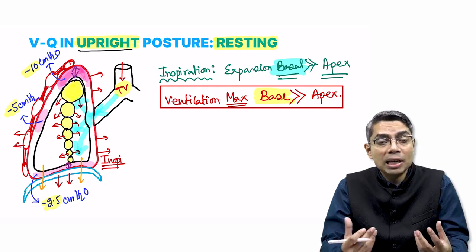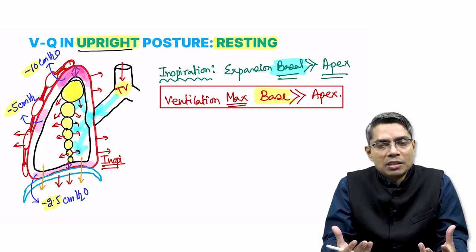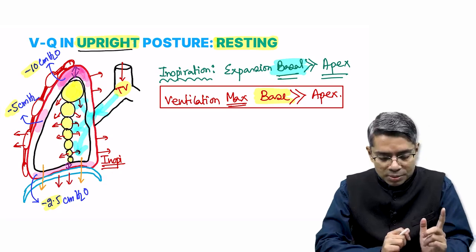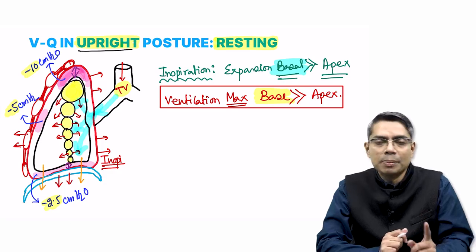Okay, so the compliance of the base is more, that's why expansion is more, and because of the more expansion it is taking up more air, so ventilation is more. Got it? So this is the first concept: the ventilation is more in which part? The base of the lung.